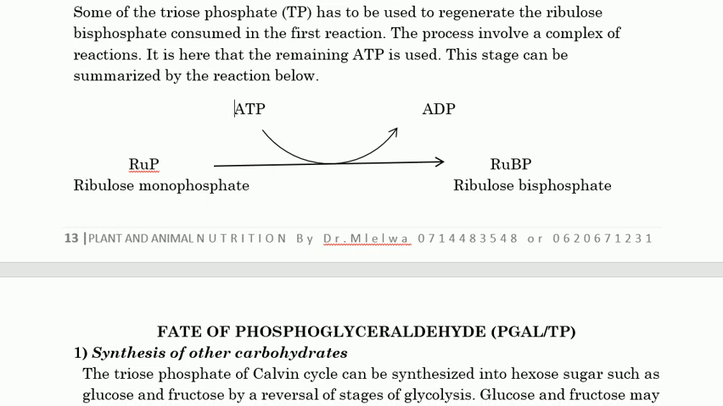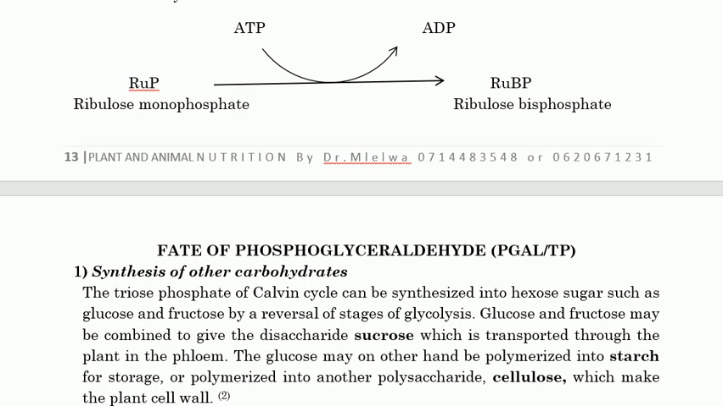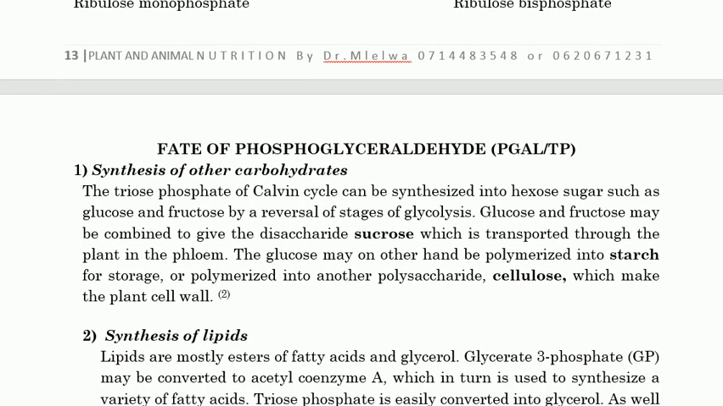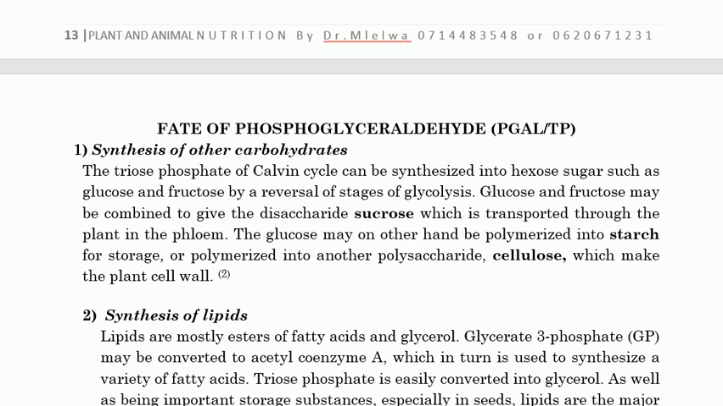As we finish this lecture, we can look at the fate of phosphoglyceraldehyde, PGAL, or triose phosphate. What is the fate of the products of photosynthesis? Where are they going? The first thing is that they are used in the synthesis of other carbohydrates. Sometimes this question can be asked: what are the uses of the end products of photosynthesis?